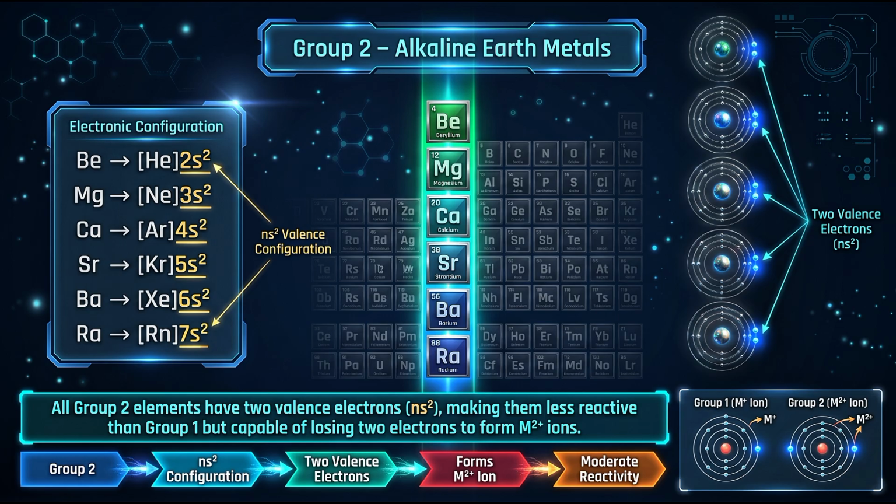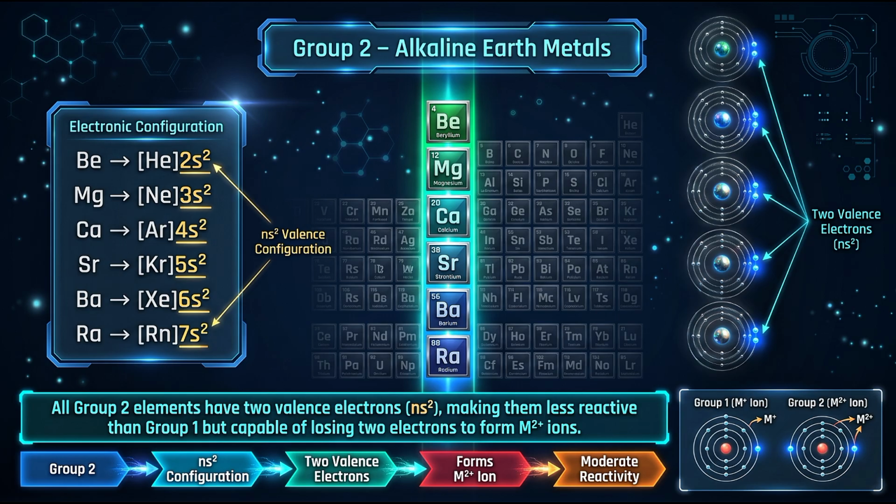Due to this shielding, the nucleus cannot hold the outermost electrons as strongly. Because the outermost electrons are farther from the nucleus and experience greater shielding, they become easier to remove. As a result, reactivity increases down group 2. Beryllium is the least reactive member of the group. Magnesium is more reactive than beryllium. Calcium is more reactive than magnesium. Strontium is more reactive than calcium.